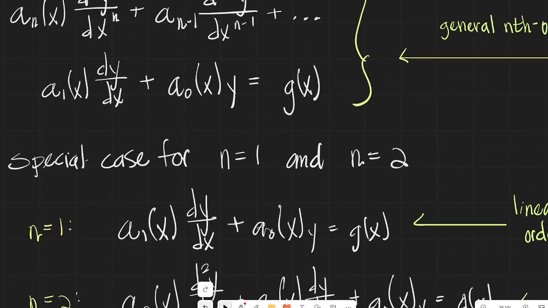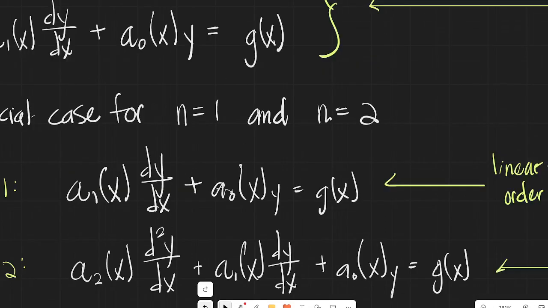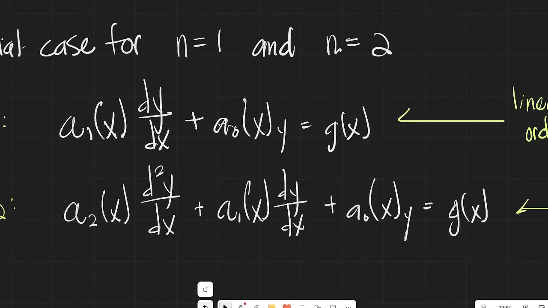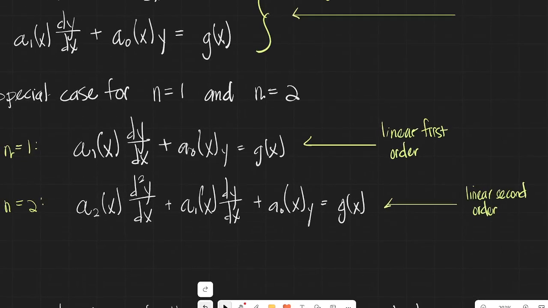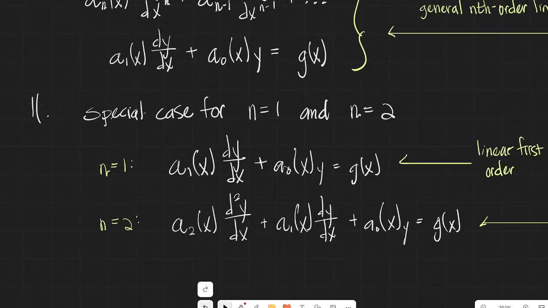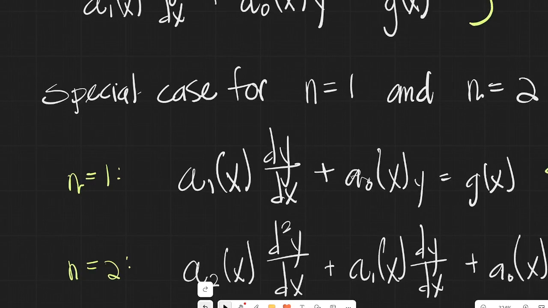The special case for n equals 1 and n equals 2 just look like this. So these, we have methods to solve them pretty simply, and we're going to go through a lot of different methods to solve these types of equations. But you can see right here, you have some function of x. It can be a constant too.